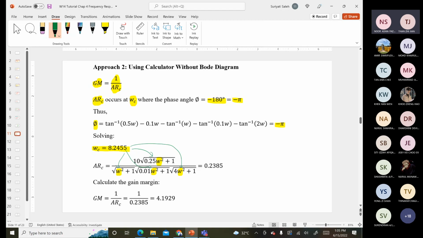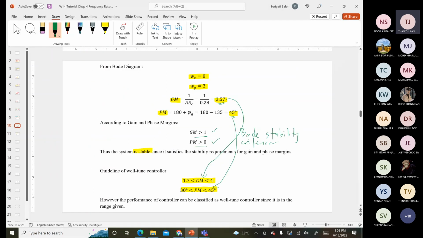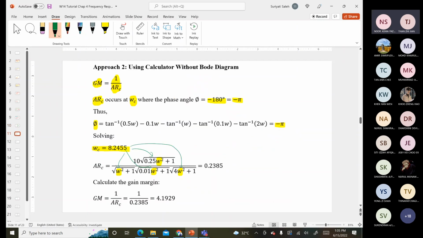We can see in this case, before this, based on the plot, we got WC equal to 8. Based on the calculator, you get 8.2455. Which one is the most accurate? Of course, using the calculator, because in the plot, you don't have any decimal point. You just get 8, 9, 10, like that, the rounded off number. But here it is much more accurate using your calculator. So here we have the gain margin of 4.19.